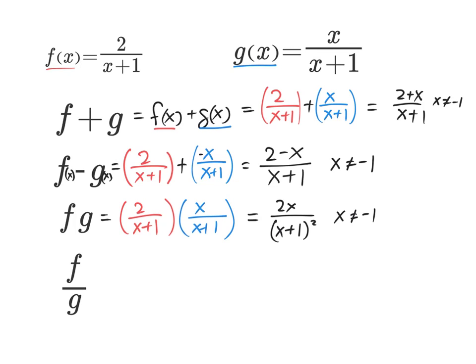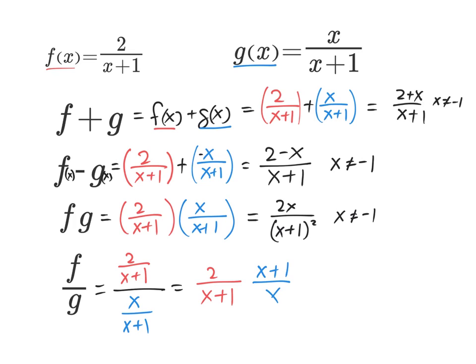F over g of x is going to be 2 over x plus 1 divided by x over x plus 1. And like we knew before, in order to reduce this, we just need to flip and multiply. So this is the same thing as 2 over x plus 1 multiplied by x plus 1 over x. This now reduces with that, and you end up getting 2 over x.